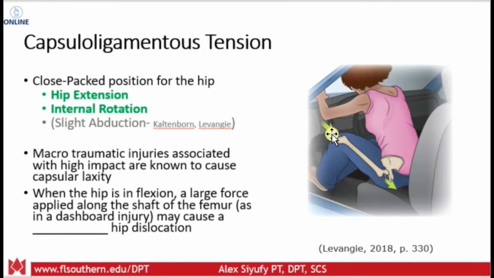So let's say you had a car accident, so you hit a car in front of you and your knee were to hit the dashboard. So the femur is coming in from the dashboard, so that's why this arrow's looking in this direction, and it's forcing the femur into the posterior part of the capsule. This may result in a posterior hip dislocation. So that's the last thing for this slide.